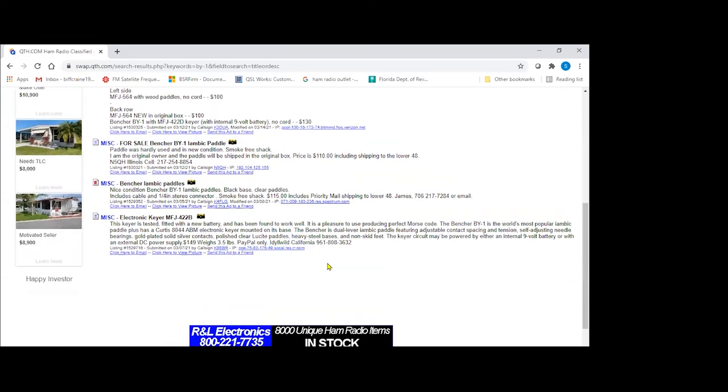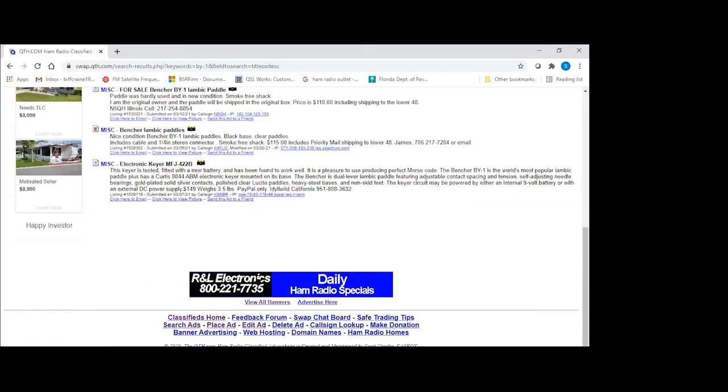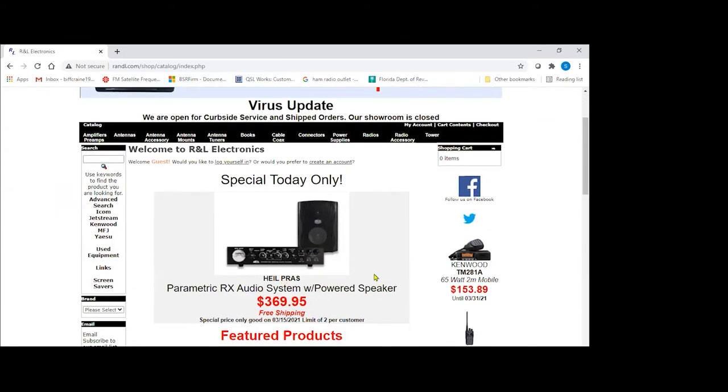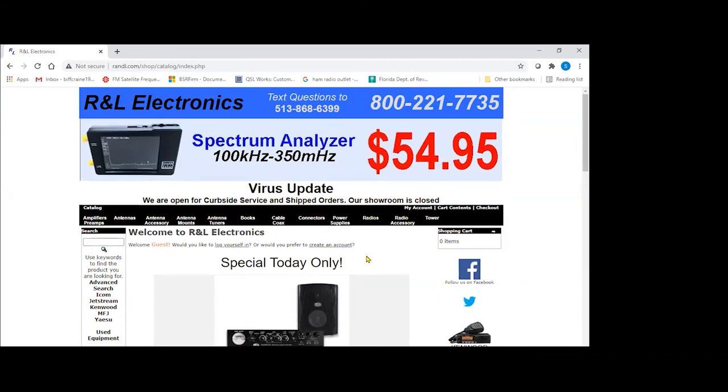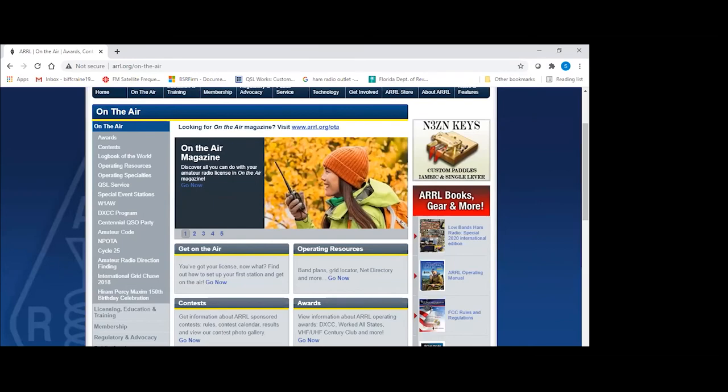So you have that. Also, they have ads. And you can view all the banners. They have these banner ads that go along. Like, here's one for R&L Electronics. You can check on that to see what their daily special is. And there's their daily special. But you can also look at all of the banners at one time. Where did it go?